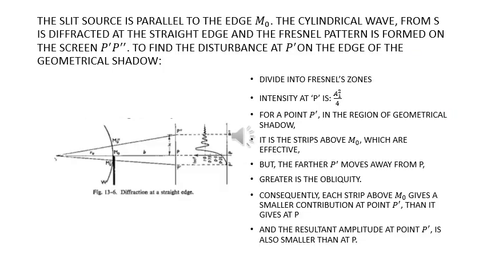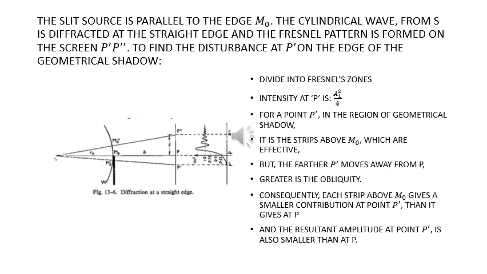Let us begin by analyzing this figure. The slit source is placed parallel to the edge M0. The cylindrical wave is diffracted at the straight edge and the Fresnel pattern is formed on the screen P'. To find the disturbance at P' on the edge of the geometrical shadow, we divide the wavefront into Fresnel zones.